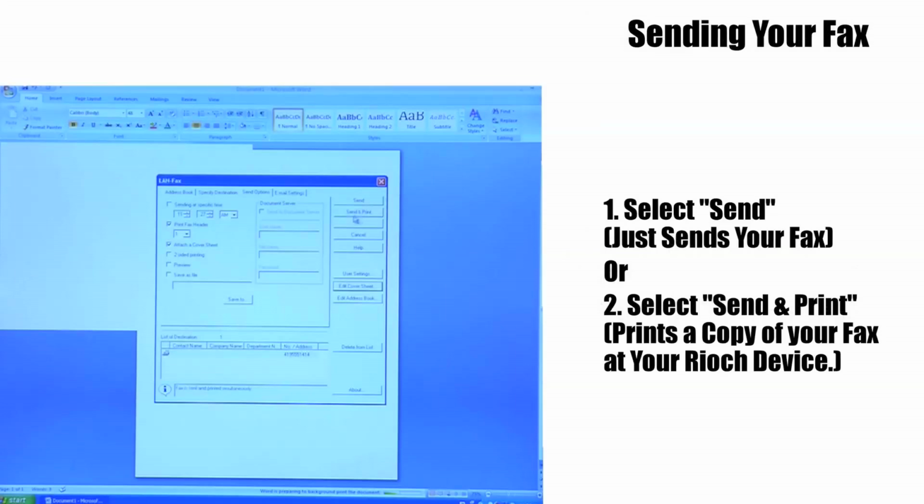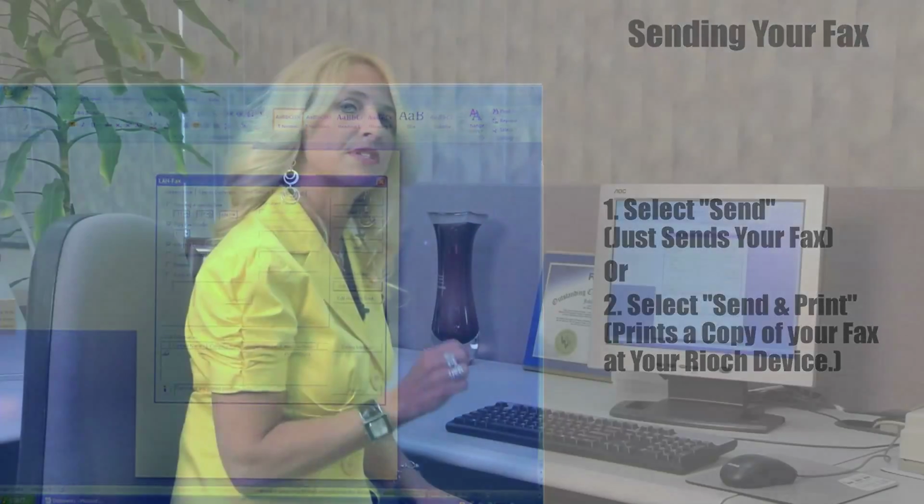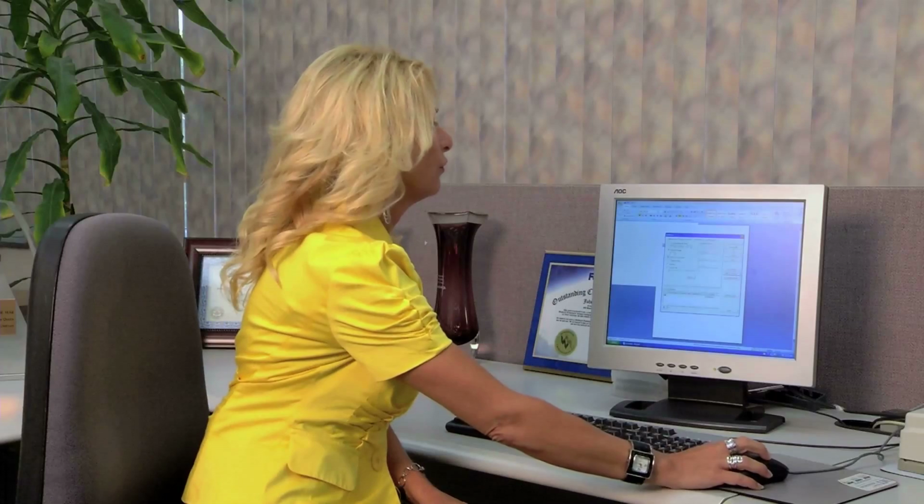At this point, you're simply going to select Send or Send and Print. Send merely sends it to that destination. Send and Print sends it, or faxes it, to that destination, but also prints a hard copy at your Ricoh device. So this is the information on faxing from your computer.